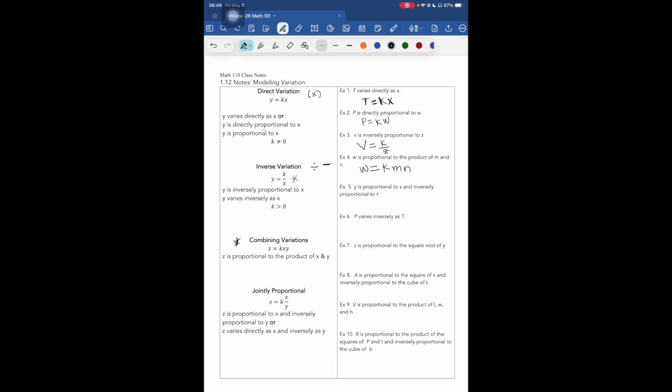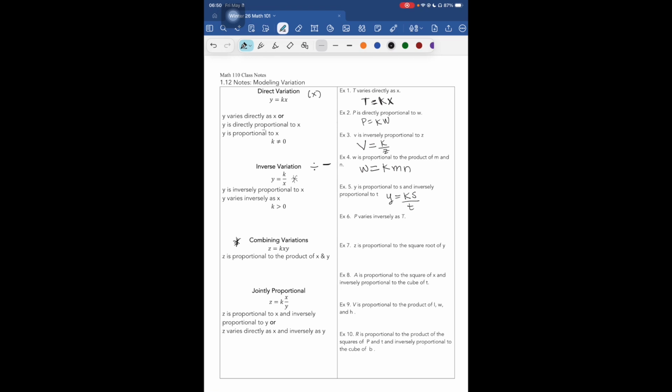Okay, the next one says, example 5, y is proportional to s and inversely proportional to t. So we have y is proportional, so we have my k, and it's proportional to s, so s is going to be right next to it. And inversely proportional means that there's a fraction, and it's inversely proportional to t, so t becomes the denominator. Okay, so that one had two things. It was proportional and inversely proportional. That's why we have the s up top, the t on bottom.